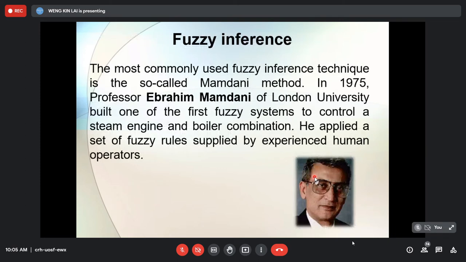So let's look at the fuzzy inference. The most commonly used fuzzy inference technique is the so-called Mamdani method, right? In fuzzy logic, we always say that you will study fuzzy logic, and at some point in your studies, you will come across the name of Professor Lotfi Zadeh. The same goes for your fuzzy inference technique. You will come across this term called Mamdani method. What does it mean, right?